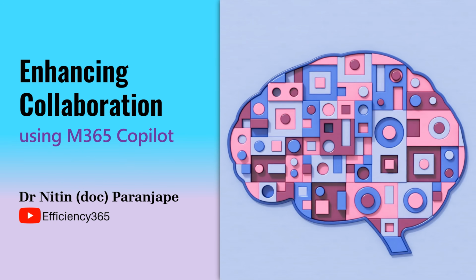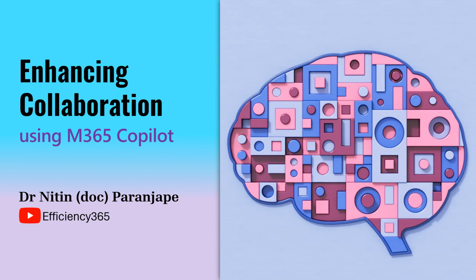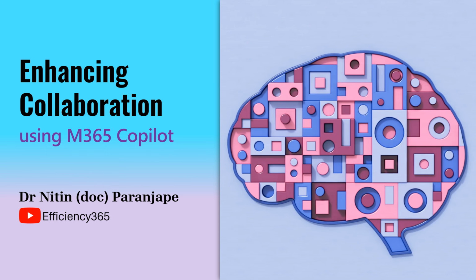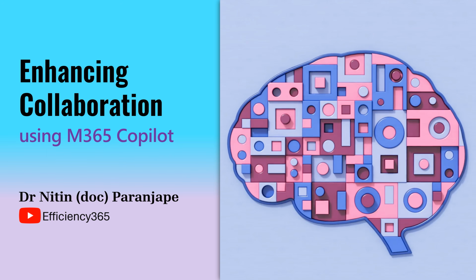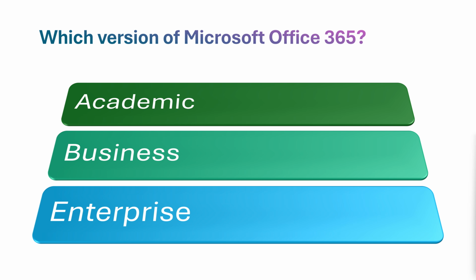So I'm going to talk about collaborative aspects of Copilot today. Copilot is an add-on on top of Office 365, whether it is Business Basic, Business Premium, Business Standard, or E1, E3, E5. It doesn't matter. On any type of Office 365, you can have Copilot as an add-on.